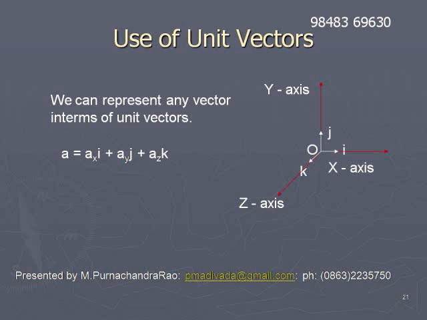Then the vector component along the x-axis is written as ax i. The y component of a bar is written as ay j. This is the vector component along the y-axis. The vector component along the z-axis is represented as az k. Ax i, ay j and az k are the components along the x, y, z axis. So the vector a bar will be equal to ax i plus ay j plus az k. Like this, we write a vector in terms of its components.